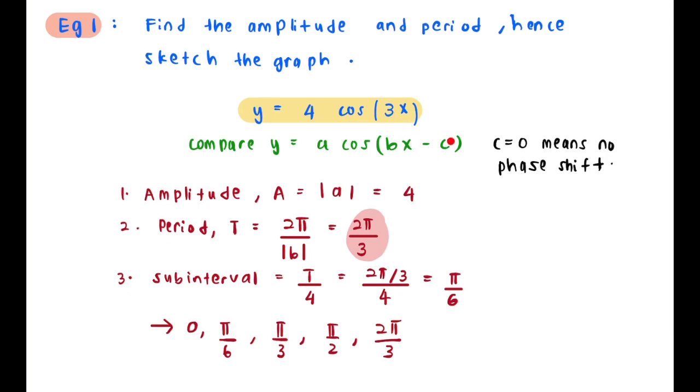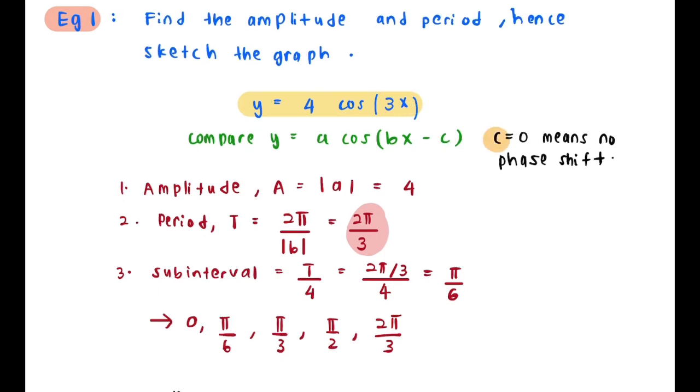So now we can see that the value of c back here is 0. So c equal to 0 means that there is no phase shift involved. Because we want to solve for 3x in the bracket here, 3x equal to 0, x is equal to 0. Meaning that there is no phase shift, so the graph later on will start from x equal to 0.